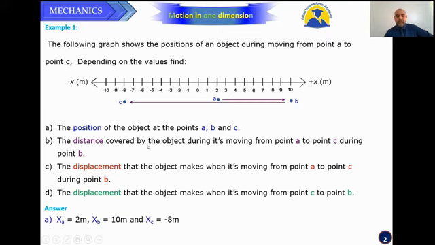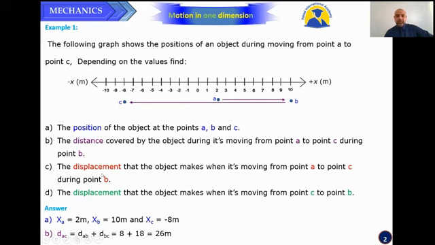The distance covered by the object during its moving from point A to point C during B. From A to C during B, this means from A to B, then from B to C. The distance from A to B is 8 meters. From B to C is 10 plus 8, this means 18. So the total distance will be 8 plus 18, 26 meters.